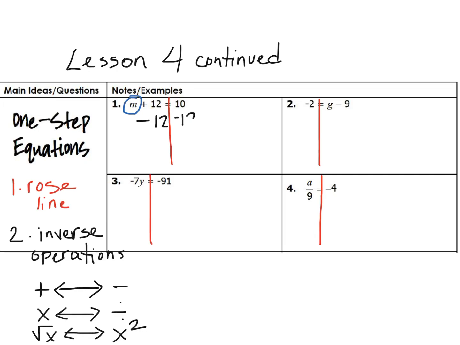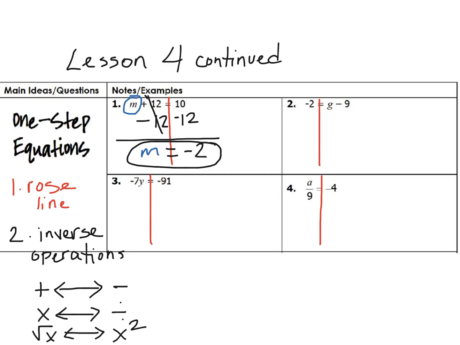So, show that you're subtracting 12 from both sides. Draw your line. Positive 12 and negative 12 will cancel. I bring down the m. I bring down the equal sign. And then I do my integer operation here on the right side, which is 10 minus 12. And that is a negative 2. And I want to circle my answer so that I know that that is the final answer.